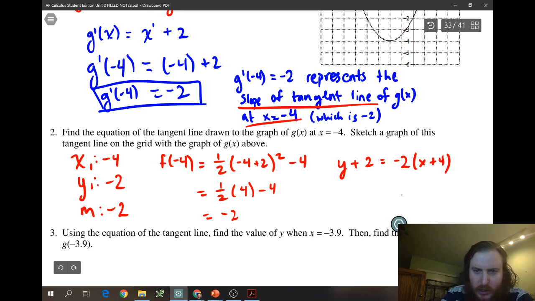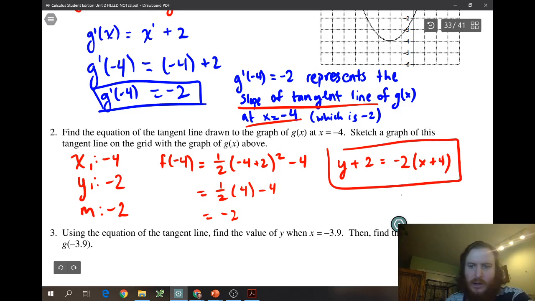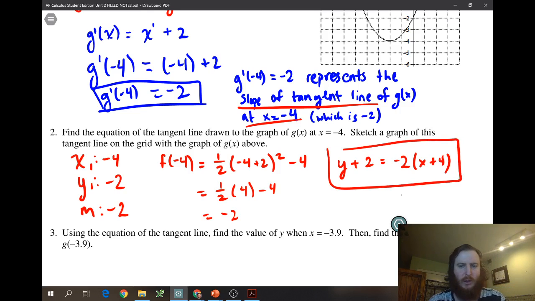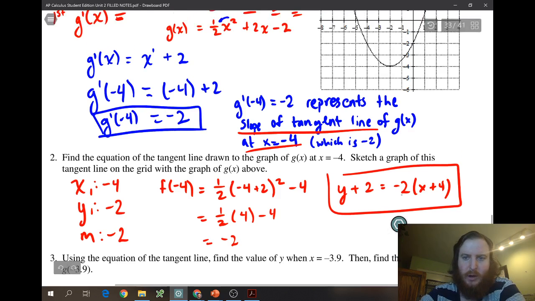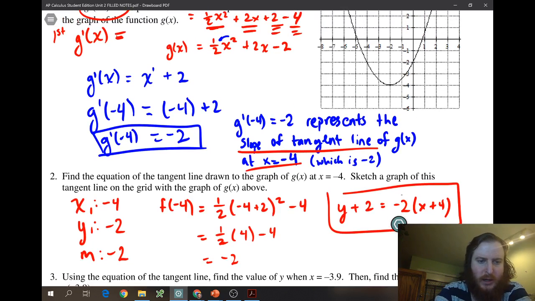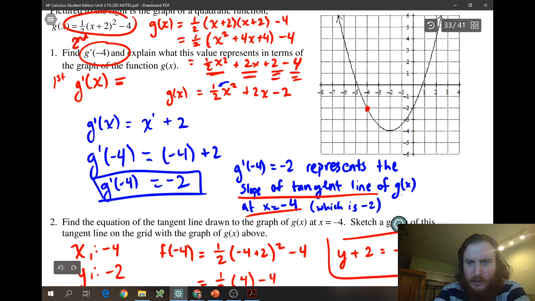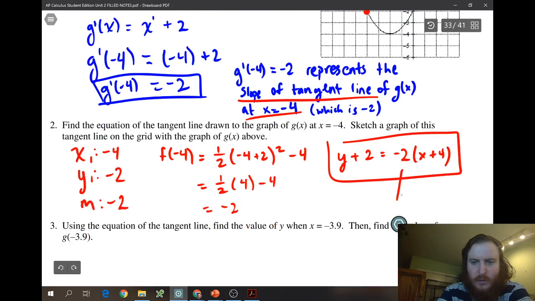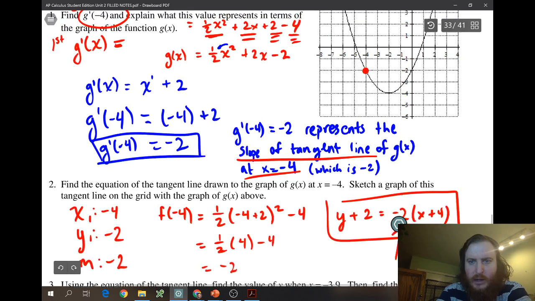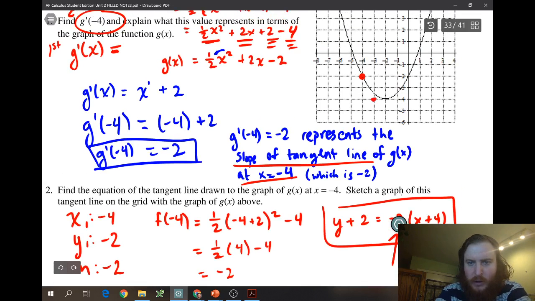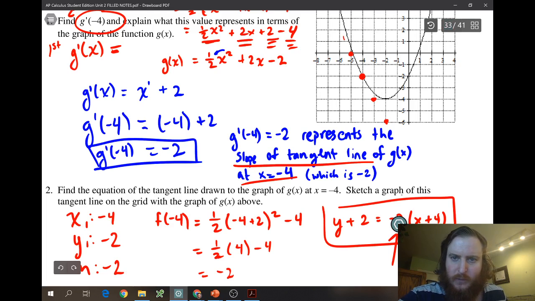Now, it says to sketch this. You could solve for y and put it in y equals mx plus b to sketch it. Or you could just realize, hey, this coordinate is at negative 4 comma negative 2. That's where the coordinate is, at x equals negative 4. And I know that the slope of the line is negative 2. That's our slope. And so, down 2 over 1, down 2 over 1, maybe up to the left 1, and use a ruler and make this line nice and straight, or some kind of a straight edge.